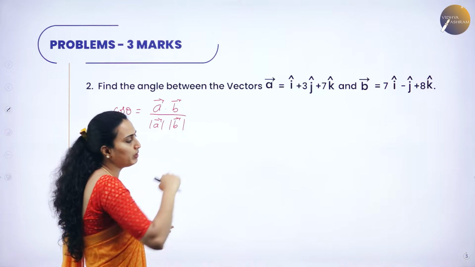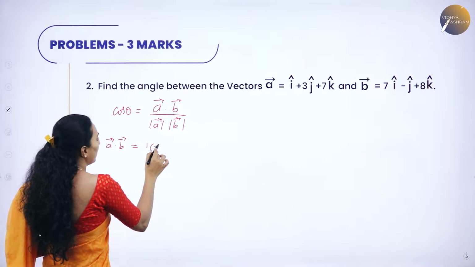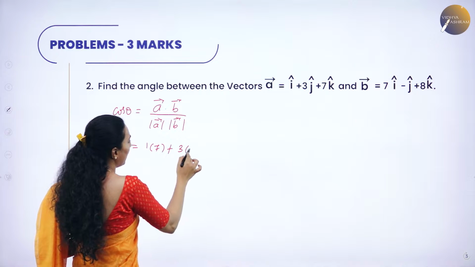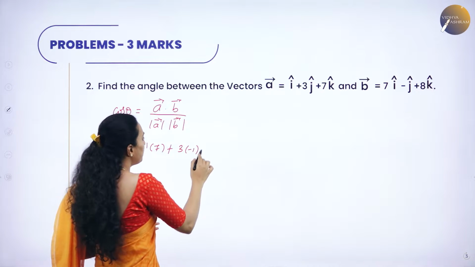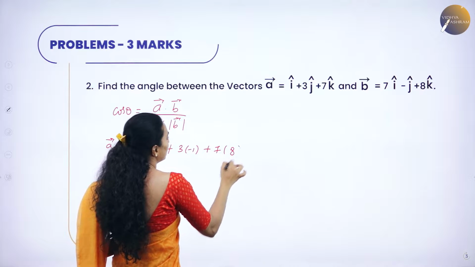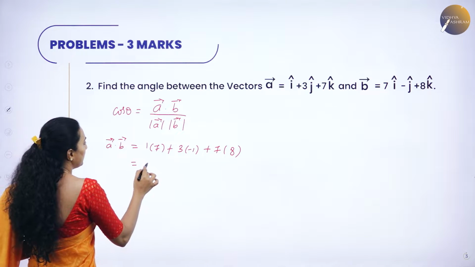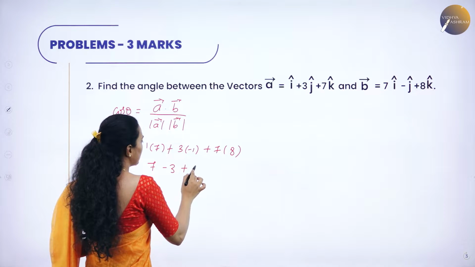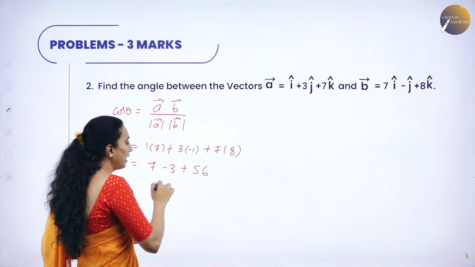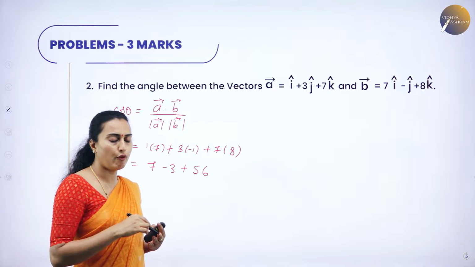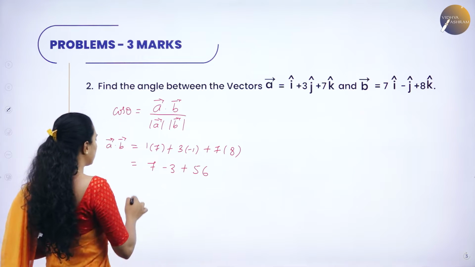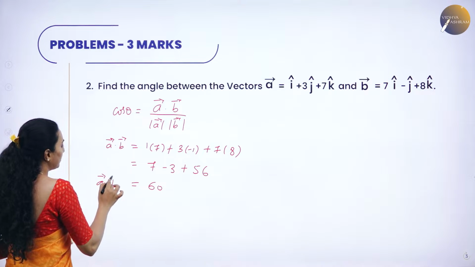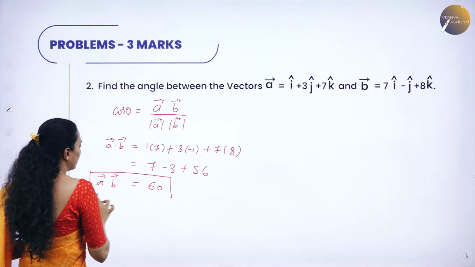So here it is 1, in B it is 7. So 1 into 7 plus here it is 3 and there it is minus 1, so 3 into minus 1. Be careful, it is minus 1. Plus 7 into 8, coefficient of k, which will be 7 minus 3 plus 56. Correct? So 7 minus 3 is 4, 4 plus 56 is 60. So the answer for A vector dot B vector is 60, right?